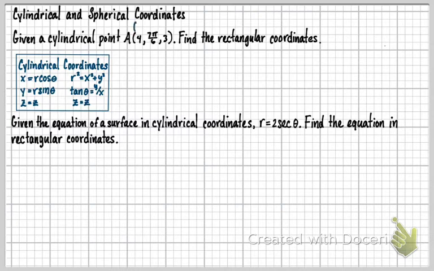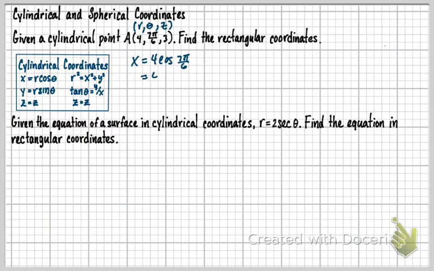So if you think about this first, our 4 is r, and then our 7π/6 is theta, and then our z, which is 3, stays the same. So it's r, theta, z. Now we're just going to plug in that first equation, x equals r cosine theta. So it's going to be x equals, and then I get my r, which is 4, and then cosine of 7π/6.